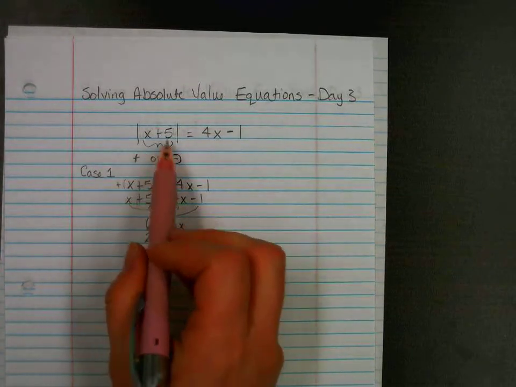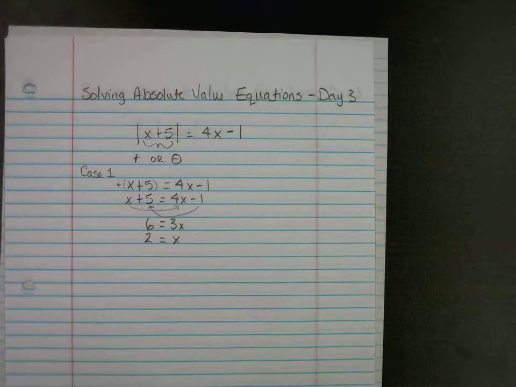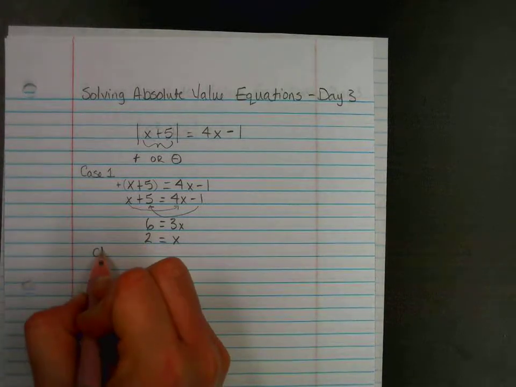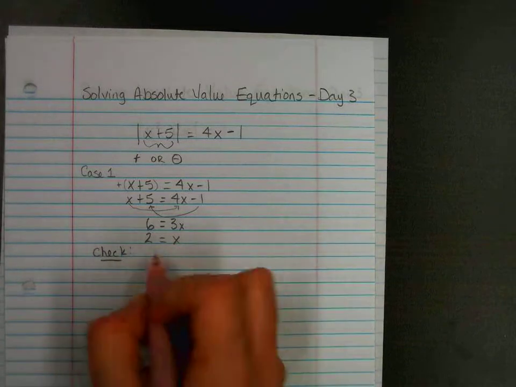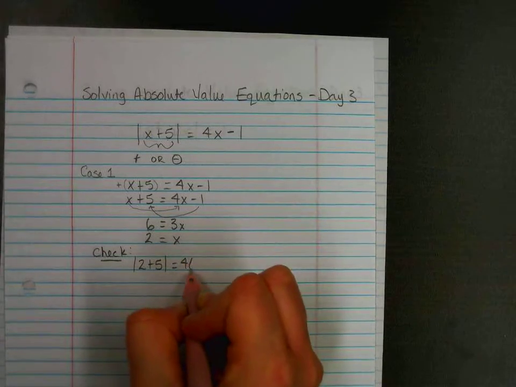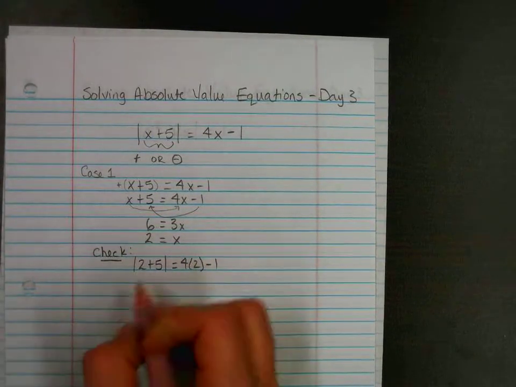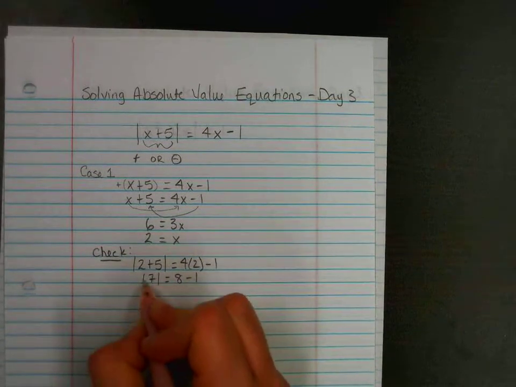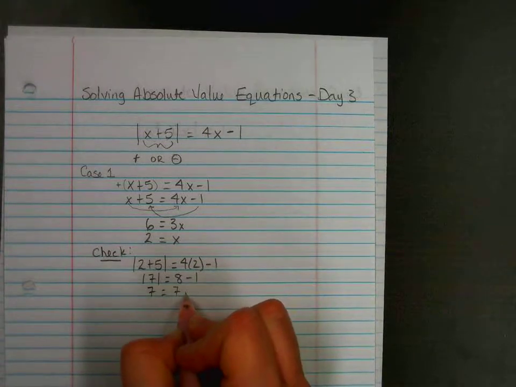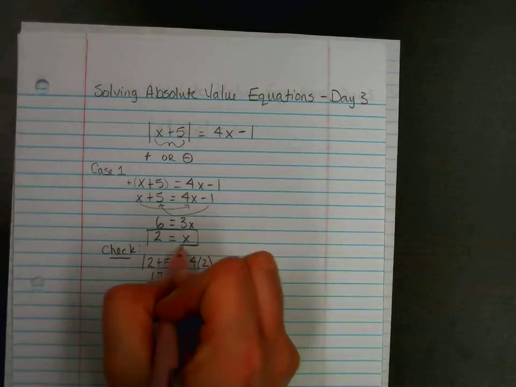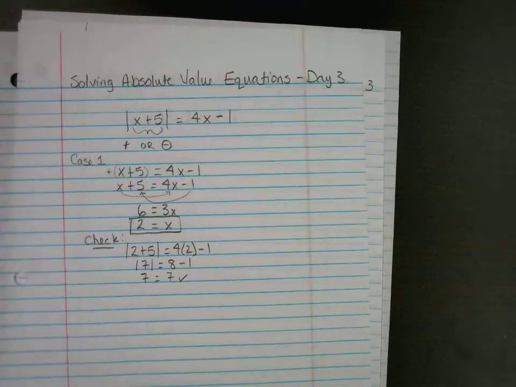Now, with absolute value equations, extraneous roots can occur as well, just like rational equations and radical equations. So we have to check this answer. You have to always do a check. So I'm going to take the absolute value of 2 plus 5, which should equal 4 times 2 minus 1. This would give me the absolute value of 7. This would be 8 minus 1. Absolute value of 7 is 7. This would equal 7. So this is going to check out. So I'm going to go back up, highlight this answer and say this is good.